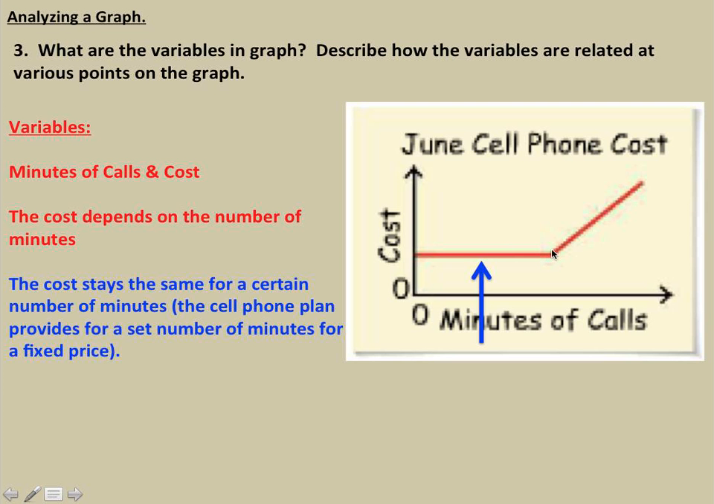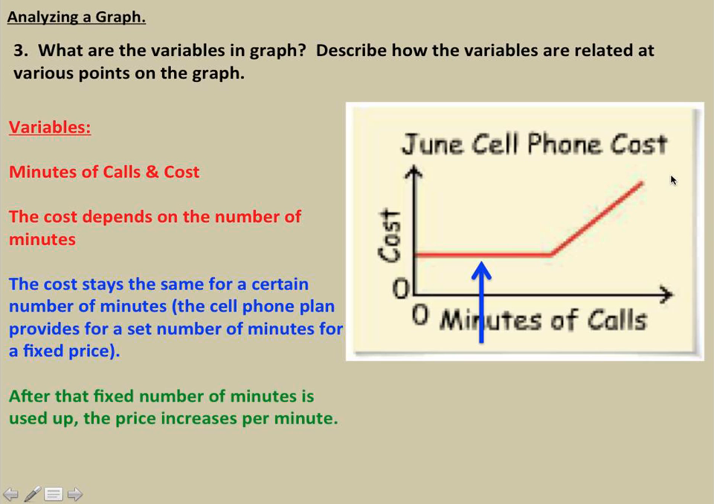And then as soon as I get to that 501st minute, they start to charge me extra per minute. So then after the fixed number of minutes is used up, which happens right there, the price increases per minute. So that's what's going on this spot of the graph. All right, so imagine your cell phone plan. You get 500 minutes, and then every additional minute is 5 cents or something like that. Okay, so that's what the graph would look like.